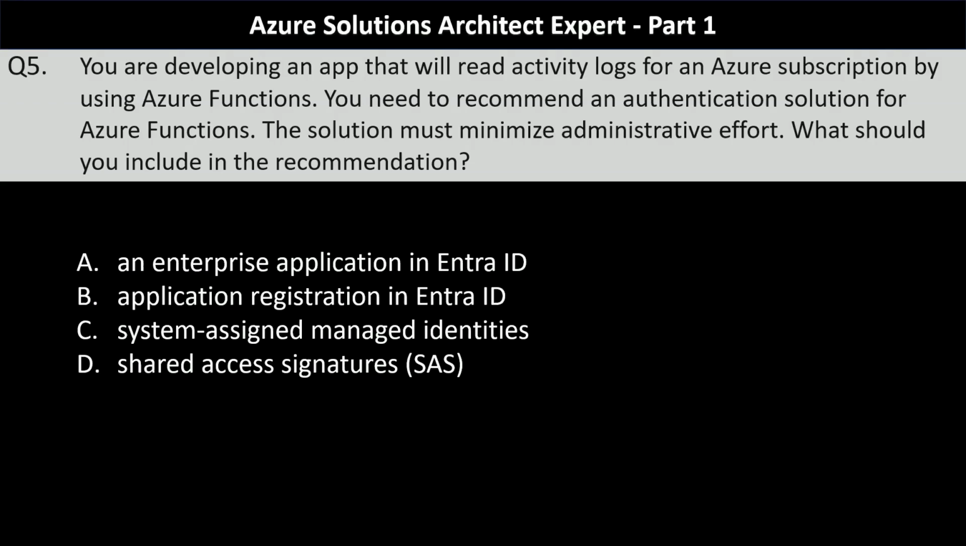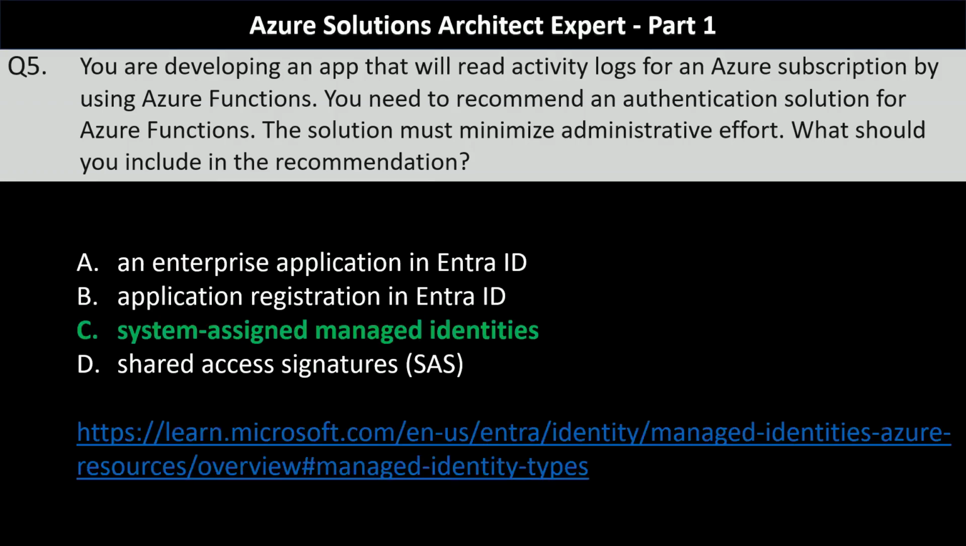access signatures, or SaaS. System assigned managed identities are the correct answer here because they provide a secure, automatically managed identity for Azure Functions, eliminating the need for manual credential management and reducing administrative effort. They integrate seamlessly with Azure services, ensuring secure access to resources like activity logs without the need for additional configuration or secret handling. Now, folks, again, let's head to Microsoft documentation to understand the different types of managed identities.